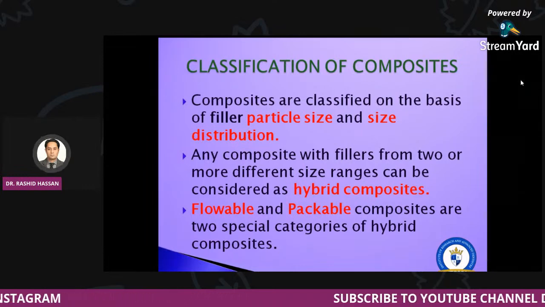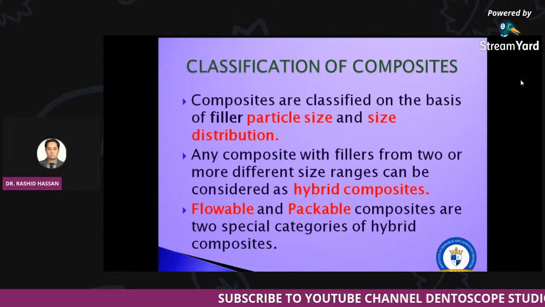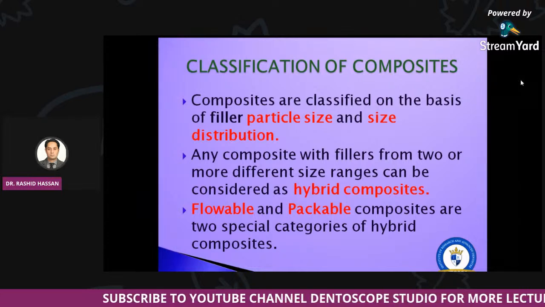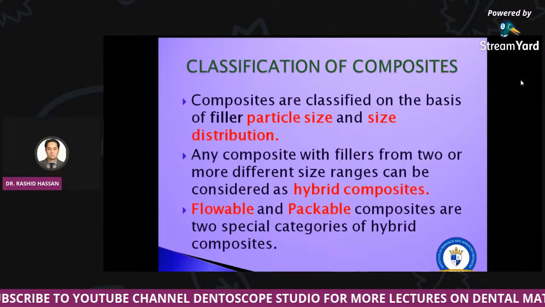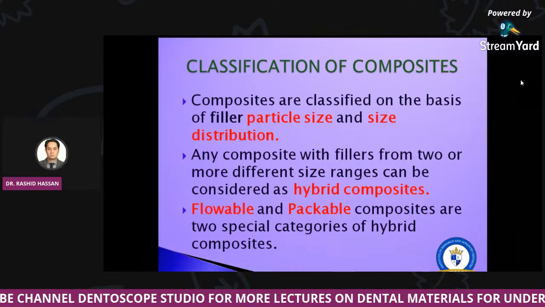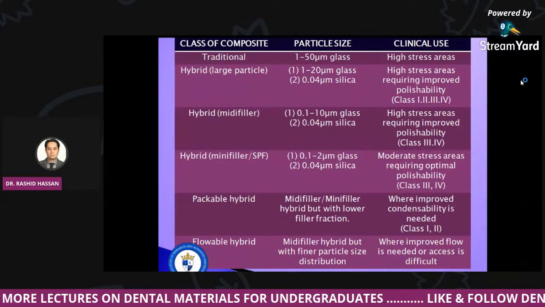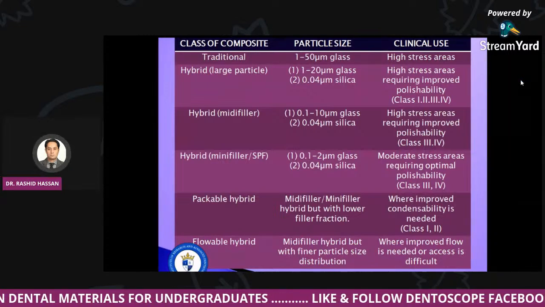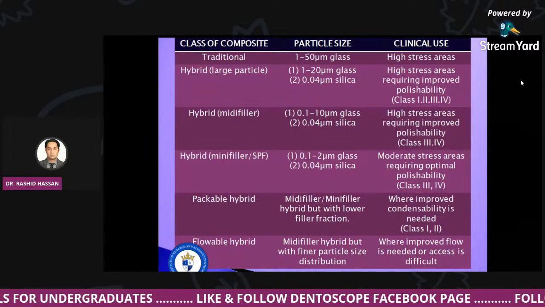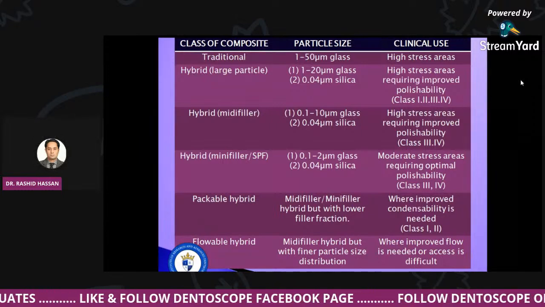Both these types, the flowable and packable, there's a difference between them, and I'll mention it as we progress. These are the special categories. Okay, this is the table. You can easily appreciate I have summarized all the composites here so that you can understand them in an easy way.